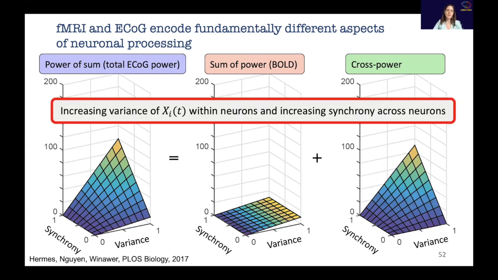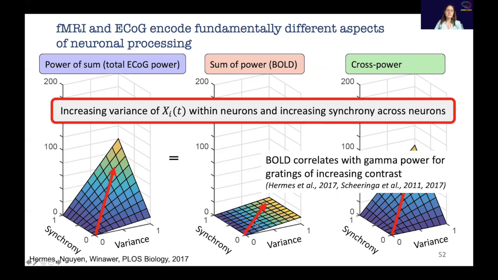But there are many cases where we could think about increasing variance also increasing synchrony across neurons. And in this case, all these simulated signals increase. We increase both synchrony and variance. And this may be the case when we have gratings of increasing contrast, and those have been reported to induce an increase in BOLD and an increase in gamma power, and these correlate with each other.